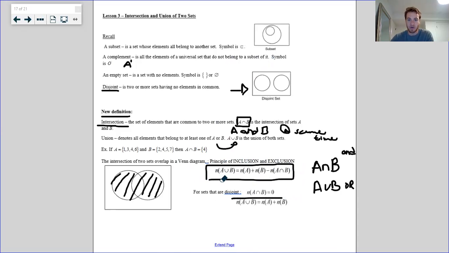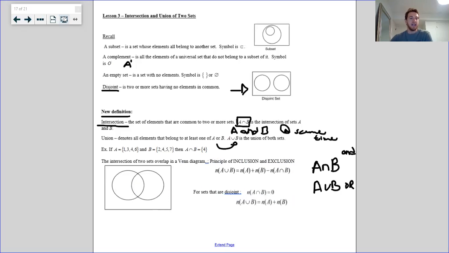So let me go into this one first. All right, so if this was A and this was B, we would say, okay, remember this N means the number. So the number in A or B is equal to the number in A plus the number in B minus the intersection. Now, why this formula makes sense is because, remember, A or B is everything, right? So we want to count everything.